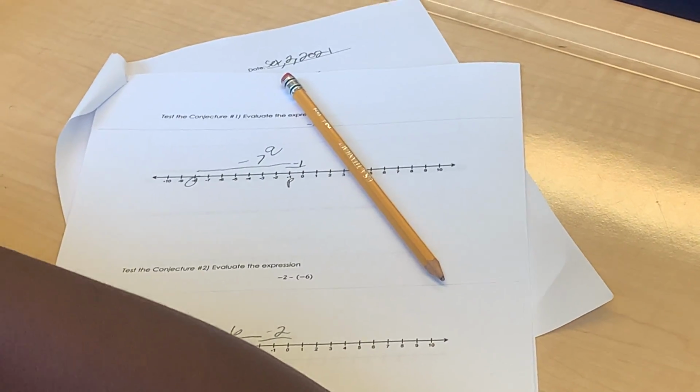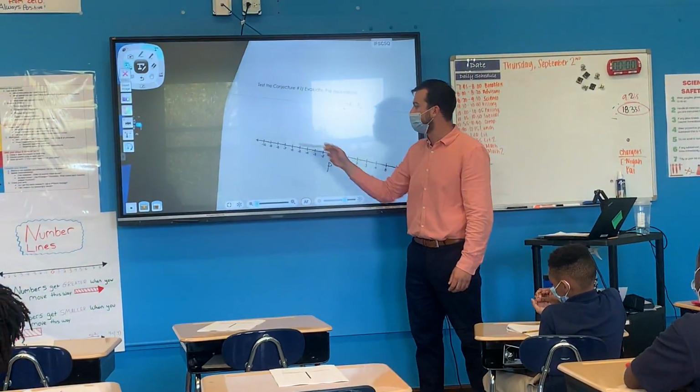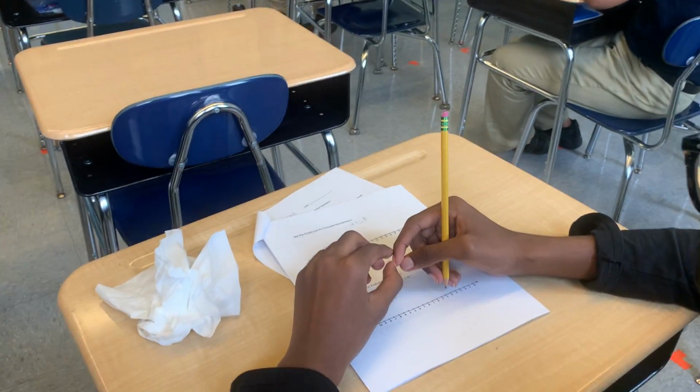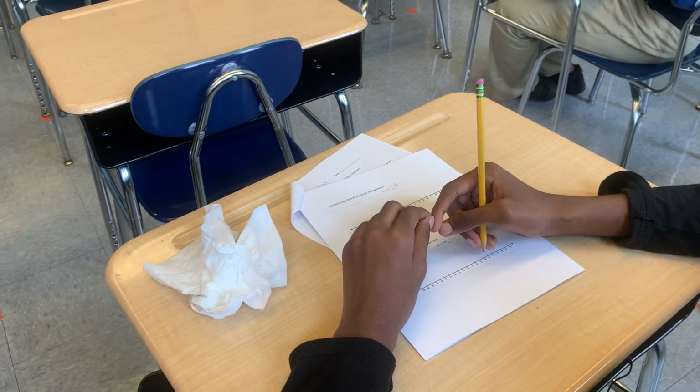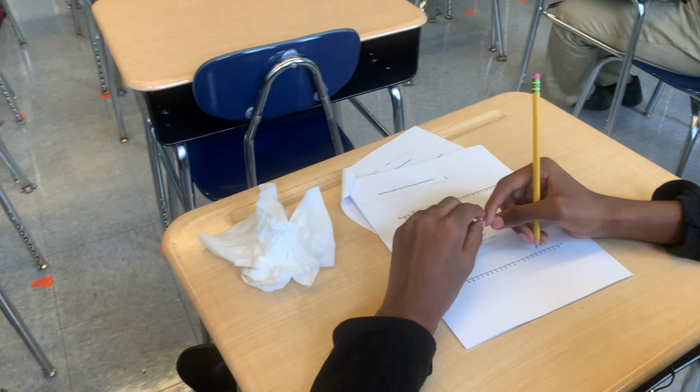Going which direction? So Azaria made a line and arrow from -1 to -8 going in the left direction. And why did you know to stop at -8? Because -1 minus 7 is -8. Okay, awesome. So Azaria correctly graphed -1 minus 7.